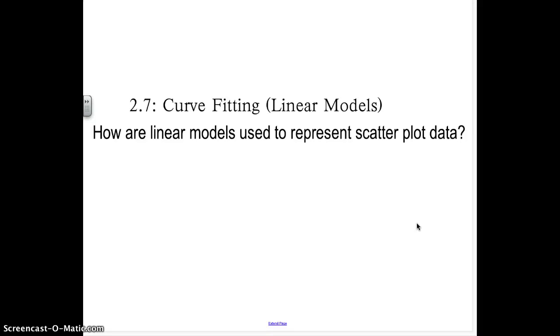Okay, so we're going to take a second and talk about 2.7, which is curve fitting. Basically, you're trying to fit a line or match up a line to a data set that you have. So you have lots of information. Your job is to make a line fit up with that data. Okay? What we're looking at is how can we represent specific scatter plots and their information with linear models. Okay, and when we say linear models, we're just talking about lines.